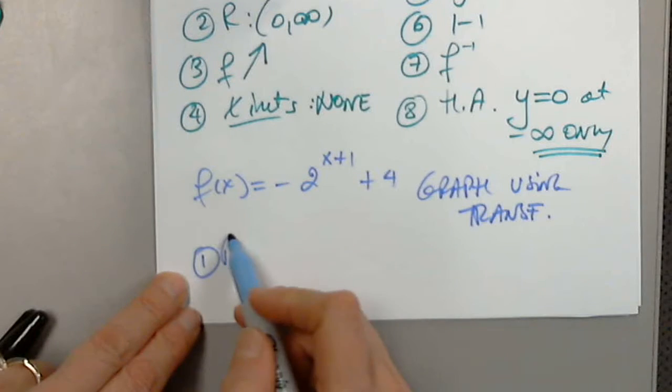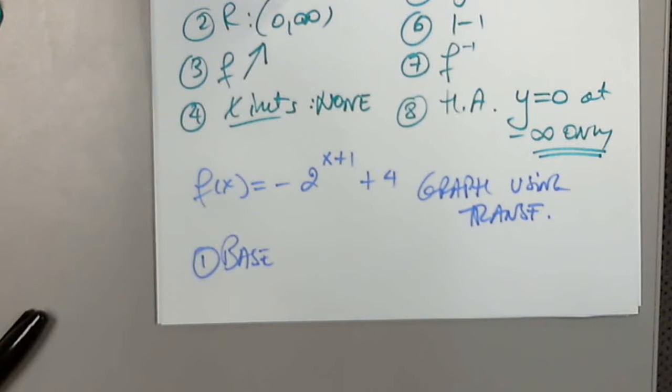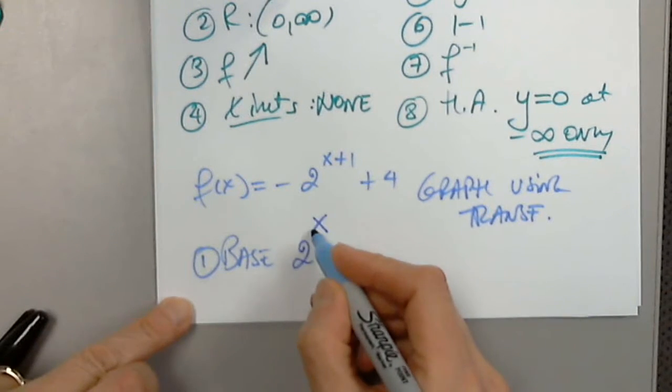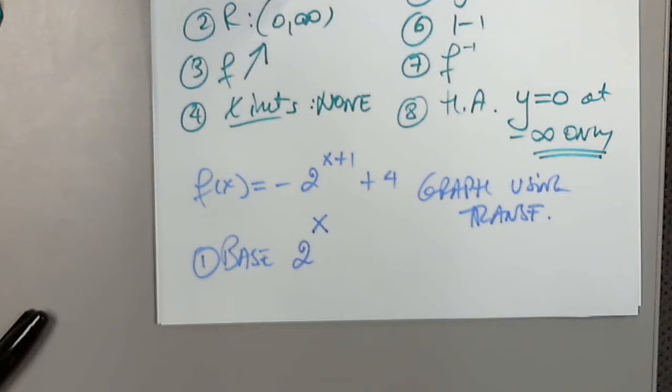First, I have to identify the base function. Not to be confused with the base. Just the simplest possible function that I used to create this. Which function did I use to create this function? Did you use the absolute value of x? No. Did you use the square root of x? No. 2 to the x, the exponent. Correct. But then the negative in front is one of the transformations. So it'll be 2 to the x. Exactly. Yes. This is the function that I used to create this.